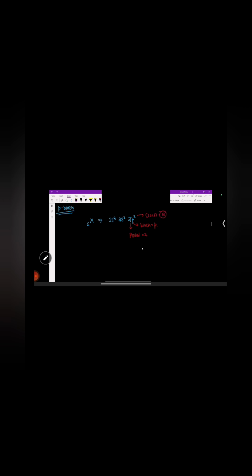Okay, there is one mistake that I've done. Wait a second. So period is 2. Block is P. So far it's fine. Now if you notice, the total number of electrons in this shell, the total number of electrons.